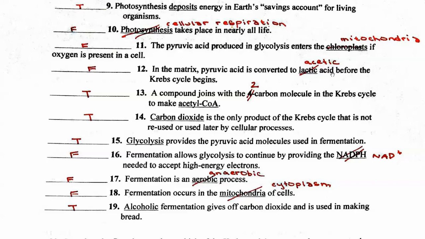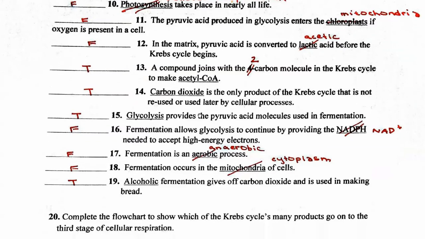And guys, if this is way over your head and you're not ready for this explanation, stop this video right now. Go back to the other one where I explain the entire process, because I go through all of cellular respiration. All right, a compound joins with a 2-carbon molecule in the Krebs cycle to make acetyl-CoA. That's correct. Coenzyme A joins with a 2-carbon molecule to make this.